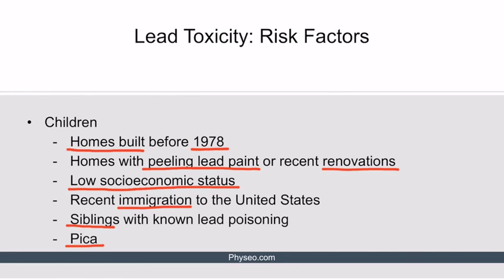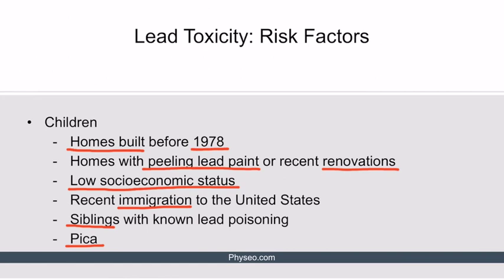Now, peeling lead paint is a direct source of lead exposure, and it can often be uncovered following home renovations. Low socioeconomic status and recent immigration to the United States increases the likelihood of children living in older homes or older apartment buildings. Now, if a sibling of a child was previously diagnosed with lead poisoning, it's more likely that the child was exposed to lead as well. Finally, pica is an eating disorder that describes consumption of items with no nutritional value, such as dirt or potentially paint chips containing lead.